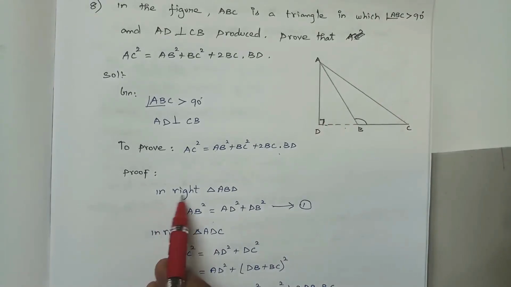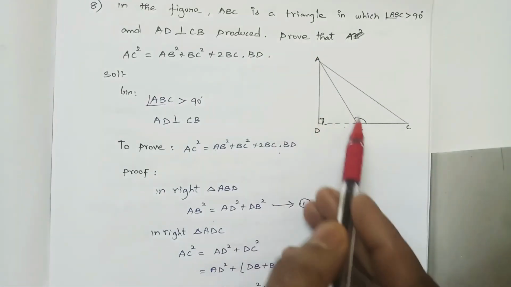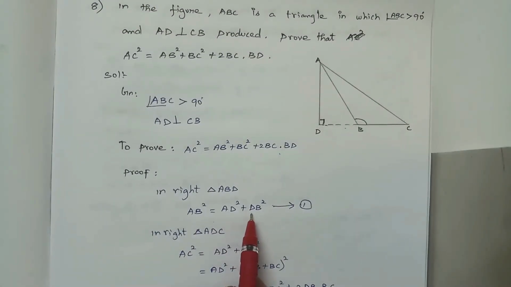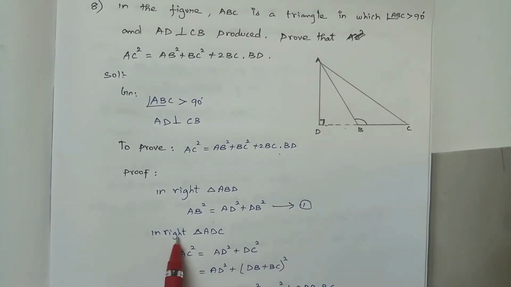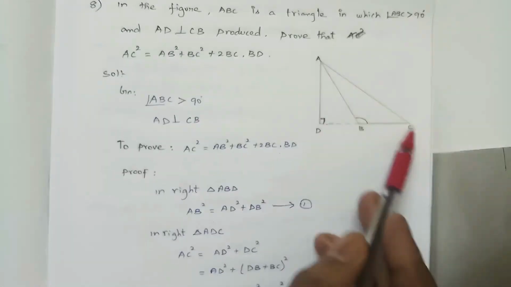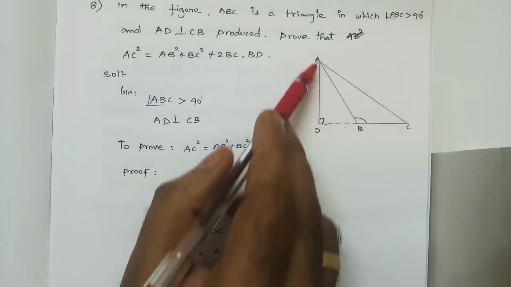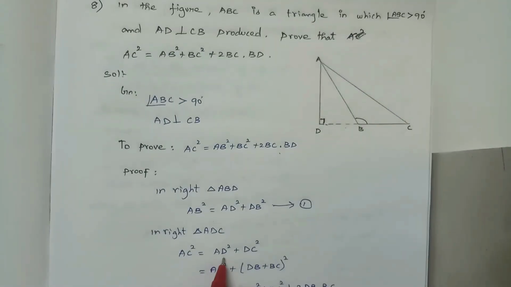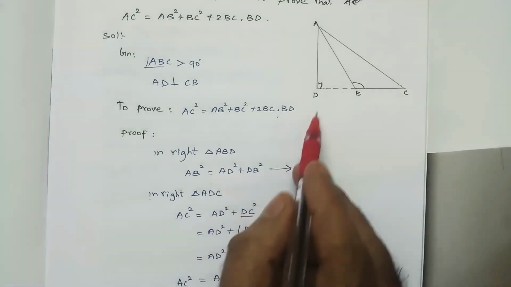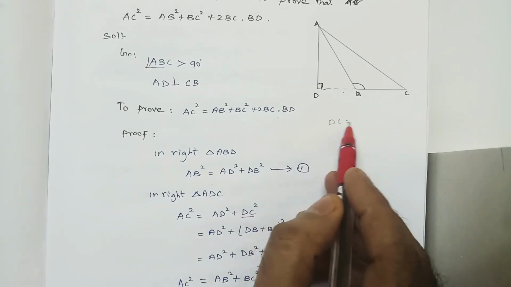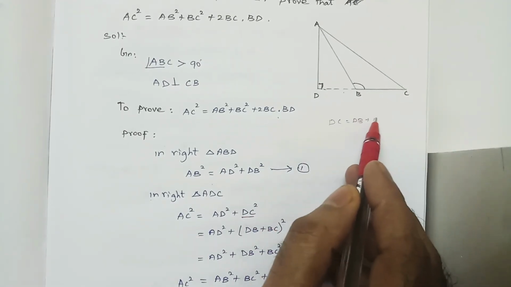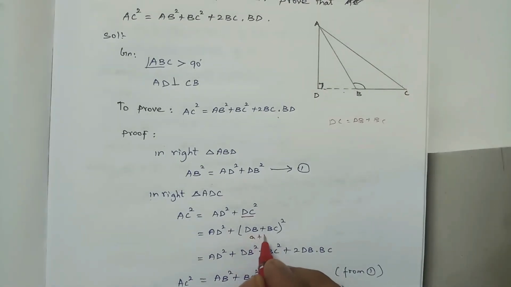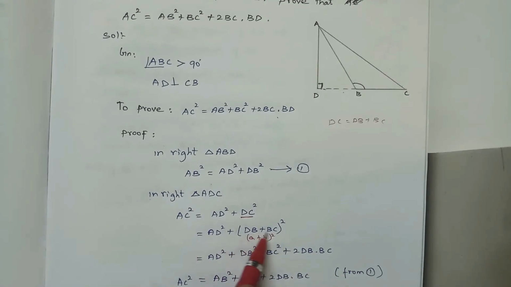First, in right triangle ABD, AB square is equal to AD square plus DB square. Take it as equation number 1. Next, in right triangle ADC, AC square is equal to hypotenuse square. AC square is equal to AD square plus DC square, right? Now how can we write this DC? DC is equal to DB plus BC, right? So DB plus BC the whole square. That is nothing but a plus b the whole square, right?